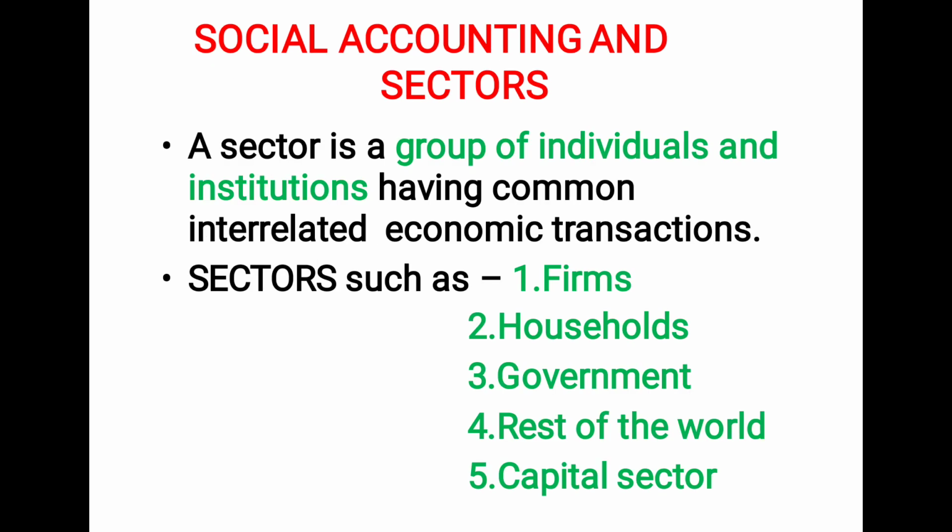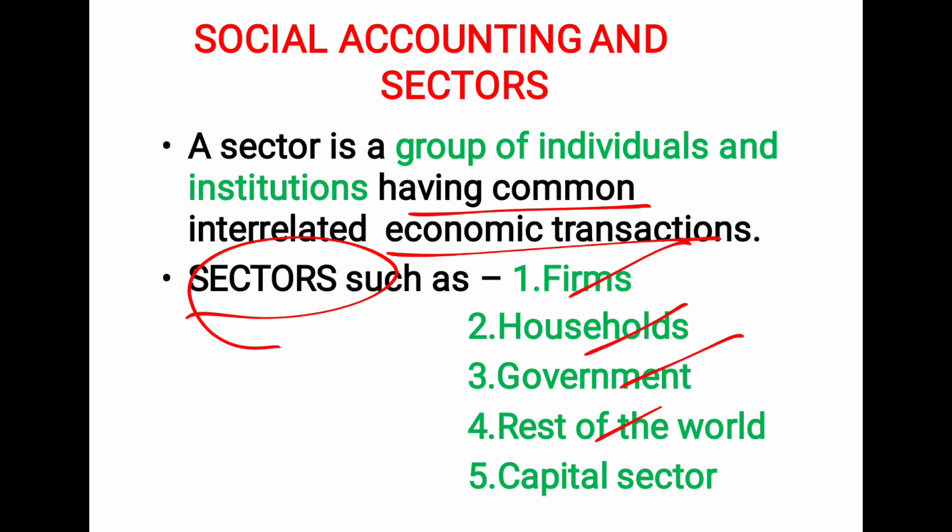The first one we are going to see is social accounting and sectors. How we are going to compute the national income from the various sectors. A sector is a group of individuals and institutions having common economic transactions. Now what are the sectors that they have given? Firms, household, government, rest of the world and capital sector.